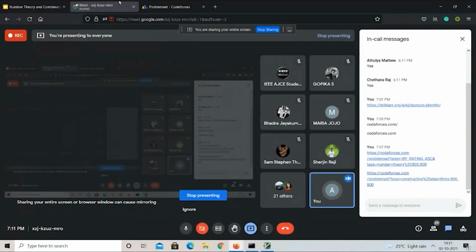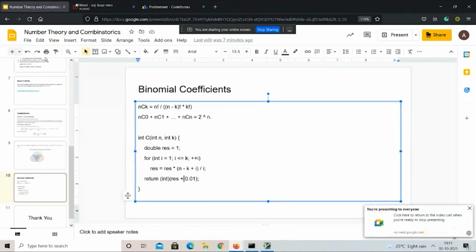There are other things like Burnside's lemma and the stars and bars principle, but that's out of the context.